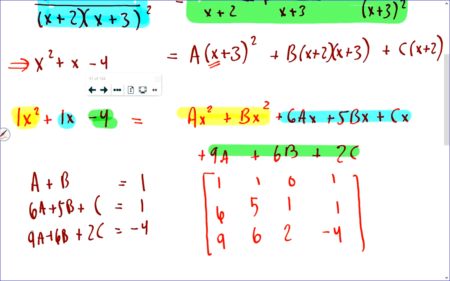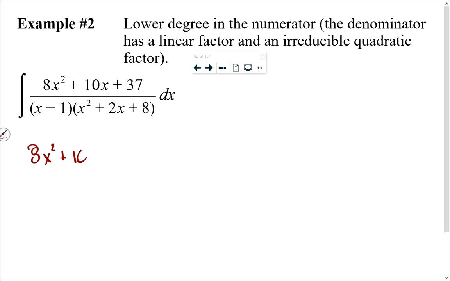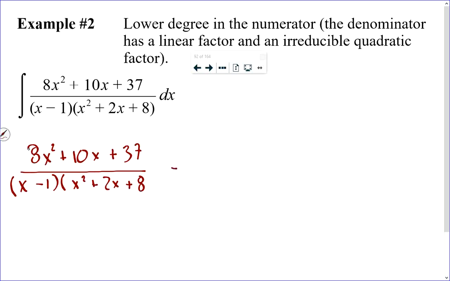All right, let's try one more, and this is where things get a little bit different. What's different about this one is that one of the factors in the denominator is a quadratic, which is what we call irreducible. I don't know why they don't just say non-factorable, but we say irreducible. You cannot factor it. And that means that this 8x squared plus 10x plus 37 over the product of these factors is going to be equal to the sum of a fraction of x minus 1 and a fraction of x squared plus 2x minus 8.